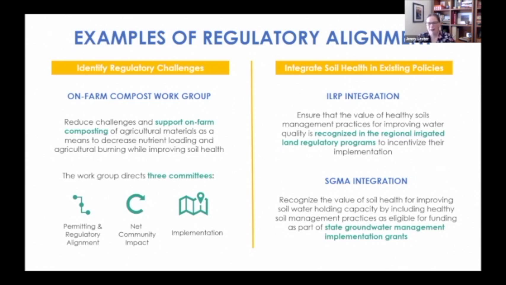I have an acronym here I should spell out, which is the ILRP in California. That is our water quality regulations that we have. So really looking at integrating our water quality regulations across the board so that soil health, again, is integrated and growers that are practicing soil health are recognized for the work that they are doing on water quality. And then another acronym is SGMA, our Sustainable Groundwater Management Act. This is a very important act that was just adopted back in 2014. And it's really about integrating water management with soil health management.